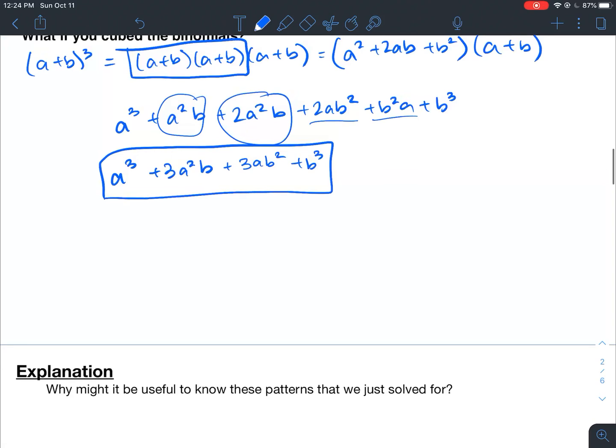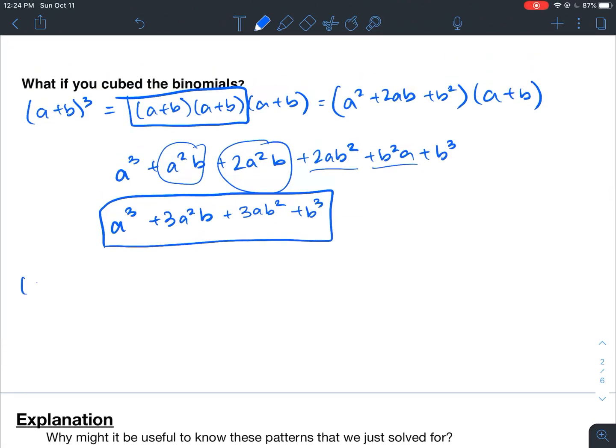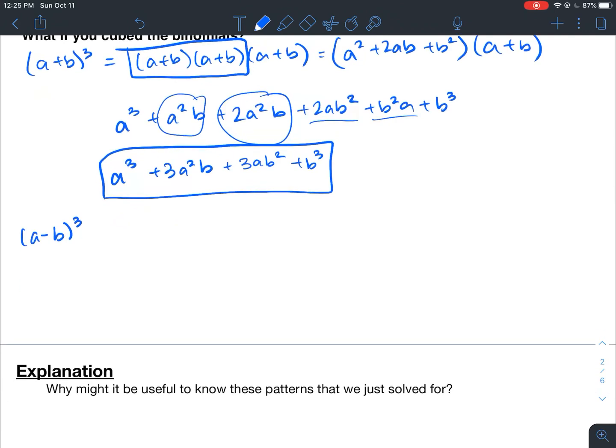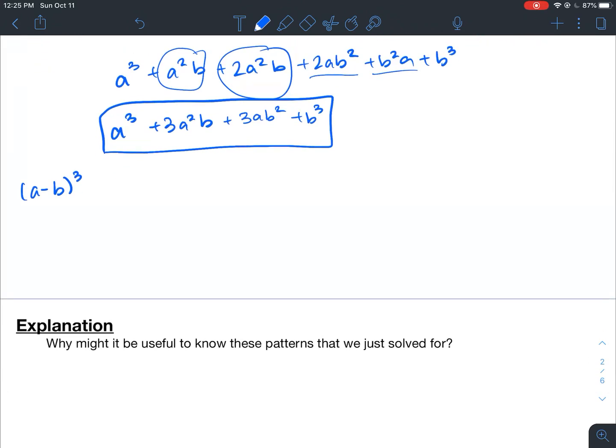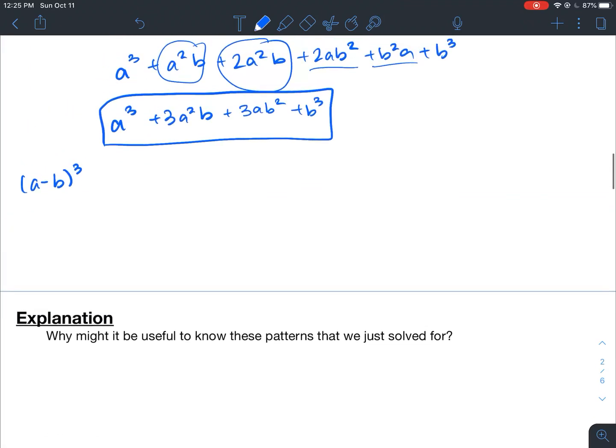So why might it be useful? We could also do the same thing for a minus b cubed, and we would get something similar, right? We could find a pattern. So why might it be useful to know all these patterns that we just solved for?